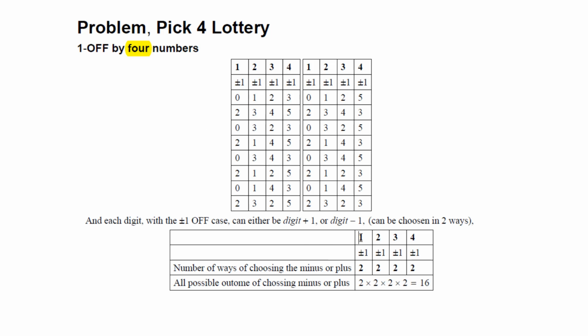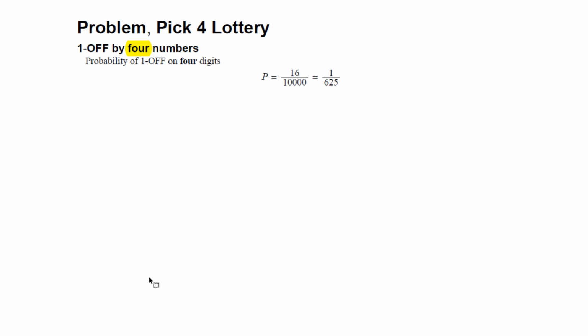So the first digit can be chosen in 2 ways, and the second one in 2 ways, and the third and the fourth. We multiply all of them together and we get 16 possible winning tickets in this case. So now the probability is 16 divided by 10,000, which is 1 chance out of 625 trials.